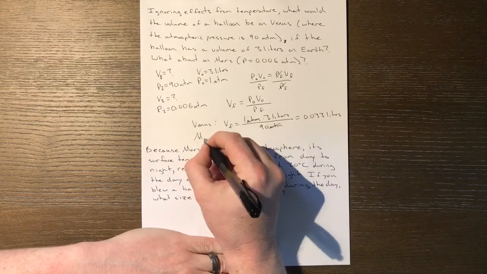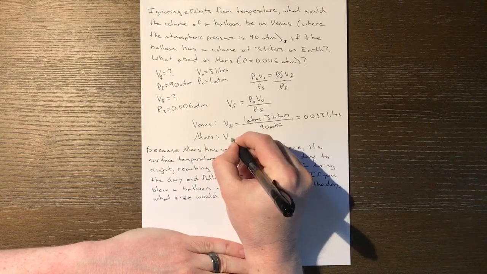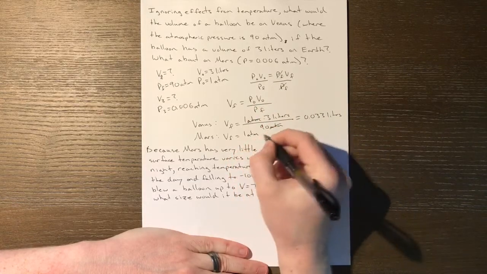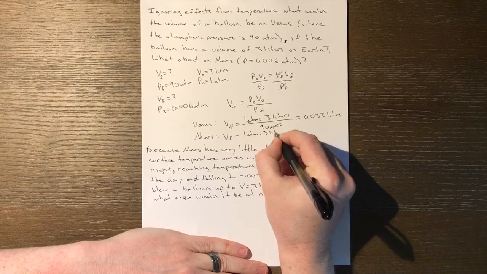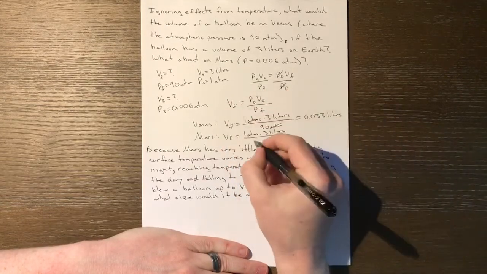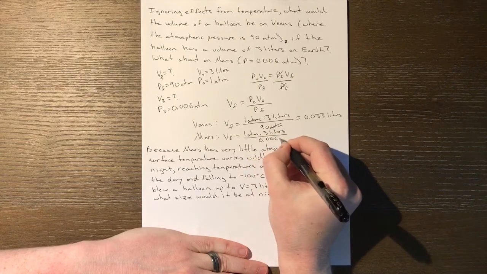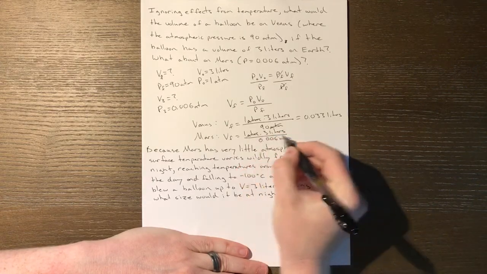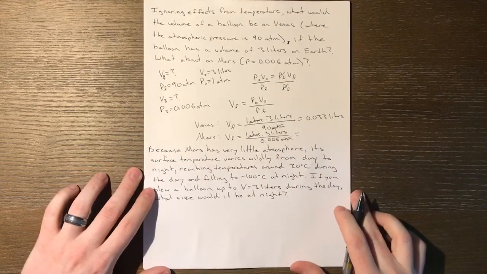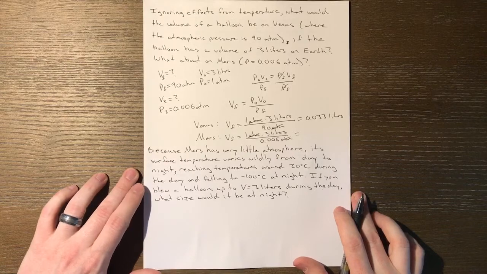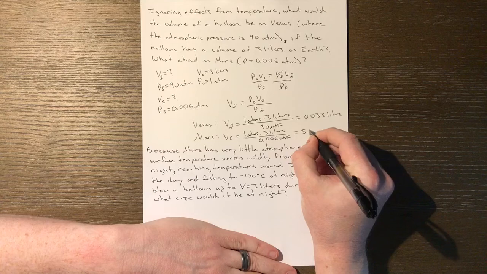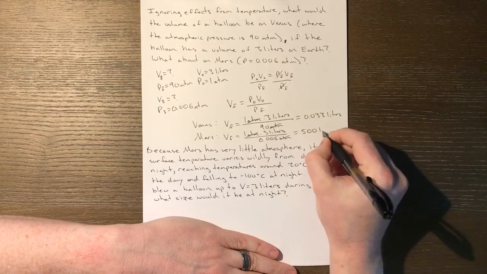And then what about on Mars? On Mars, our final volume is going to be initial. Those are the same. 1 atmosphere, 3 liters. And we divide by our final pressure, which is 0.006 atmospheres on Mars. Again, the atmospheres cancel. The units turn out to be the same. We're going to end up with liters. And on Mars, this balloon expands to a massive size of 500 liters.